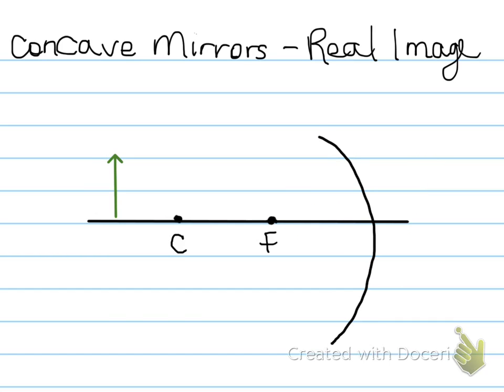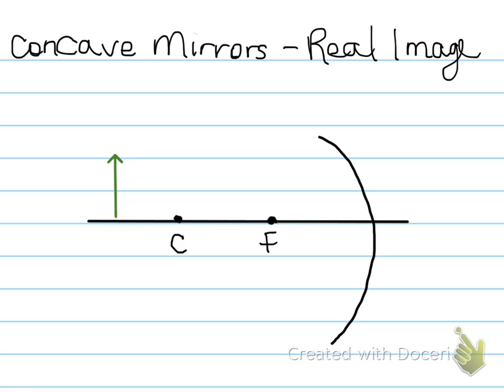Okay, so we're going to look at concave mirrors, and we're going to look at how to draw a ray diagram when it's a real image. So the real image is when the image is created in front of the mirror and you can capture it on the screen. So to do these diagrams, you're going to actually draw three rays, and it's a little bit complex, but if you follow the steps, you'll be able to do it and figure it out.